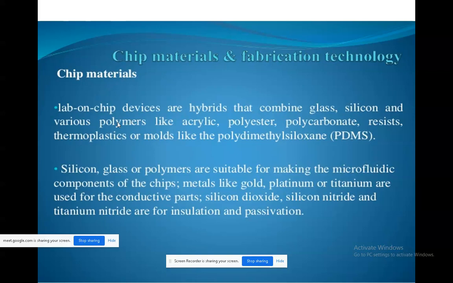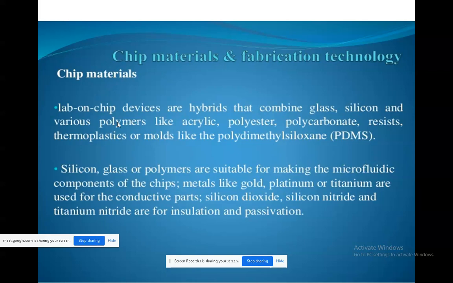So like acrylic, polyester, polydimethylsiloxane, likewise these are going to be used for producing the lab on chip device. Silicon, glass, or polymer are suitable for making the microfluidic components of the chip. So these materials are very suitable for developing the microfluidic component. A microfluidic component is nothing but, through that microchannel, you can send the liquid or medicine. That is possible only through silicon, glass, or polymer material.